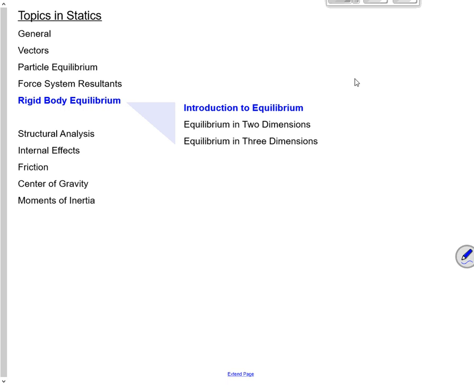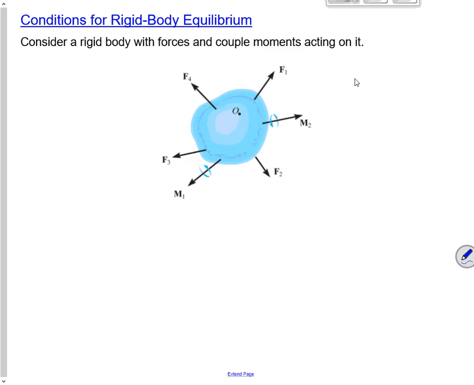To topics in statics. We're finally to the point where we're ready to talk about the equilibrium of a rigid body. We're going to do 3 videos on this. The first one, we're mostly going to introduce the conditions necessary for an object to be in equilibrium, and then we'll get a little bit more into the details in 2 and 3 dimensions in the next videos.